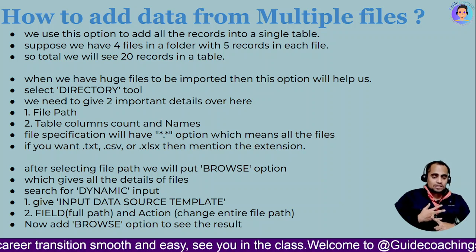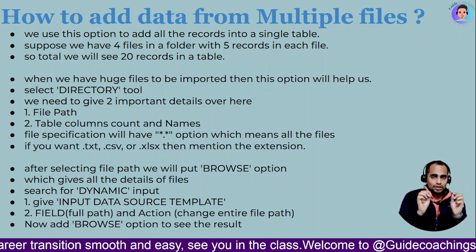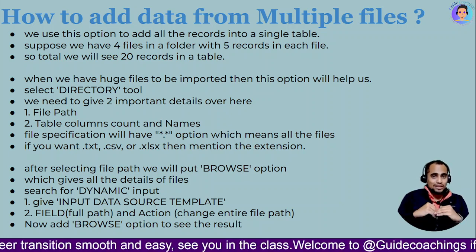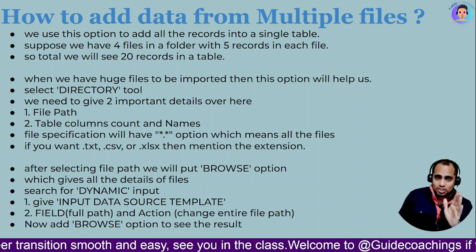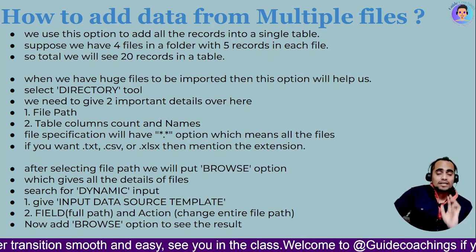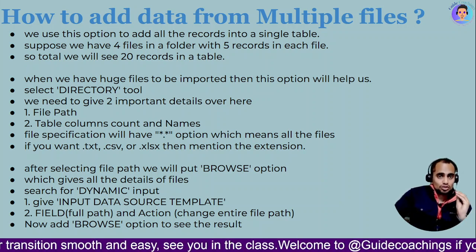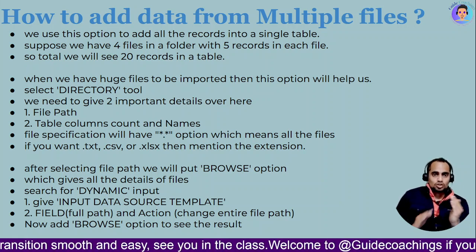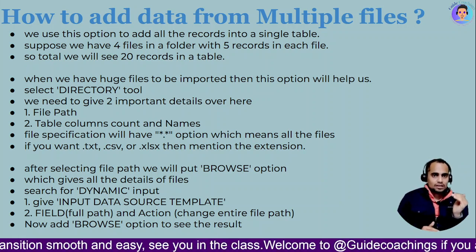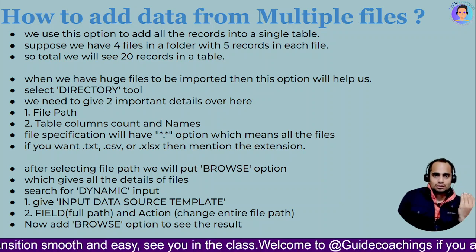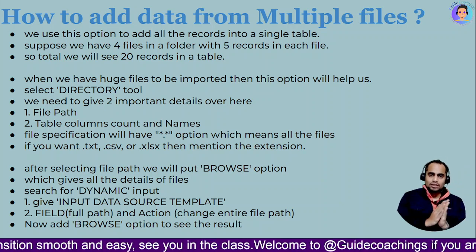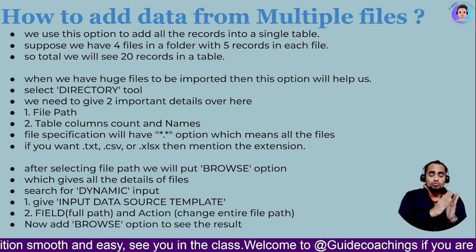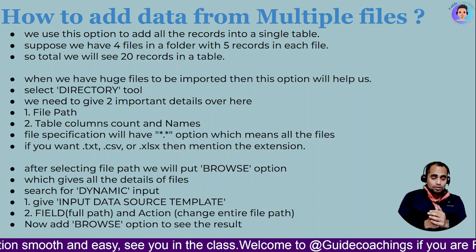Then file specification will have the dot, so asterisk. Asterisk means all the files. If you want to connect all the files irrespective of their extensions, you can do that as well, but the suggested way is to specify which file type you want to connect. So you can select CSV files, txt files, zip files, or other files, and then you can connect them.